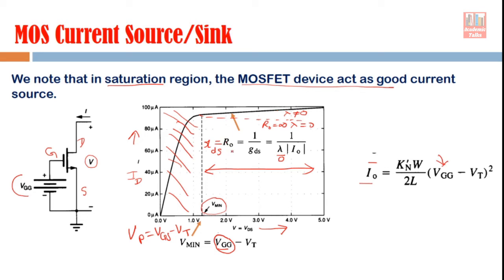So I hope that from this slide you know how to find out V minimum in this kind of circuit. When you use a MOSFET as a current source, you can find V minimum, and you can find your output resistance.